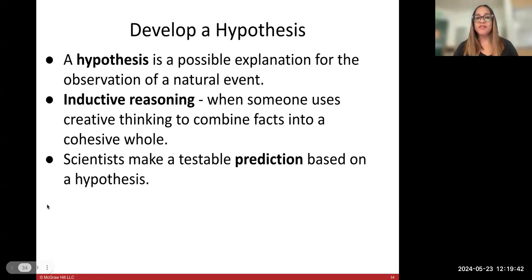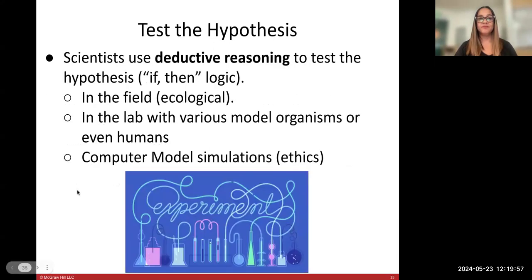Then we develop a hypothesis. This is a possible explanation for the observation of a natural event. We use inductive reasoning when someone uses creative thinking to combine facts into a cohesive whole. And then scientists will make a testable prediction based on the hypothesis. Scientists will then use deductive reasoning to test the hypothesis. It will usually be if-then logic.